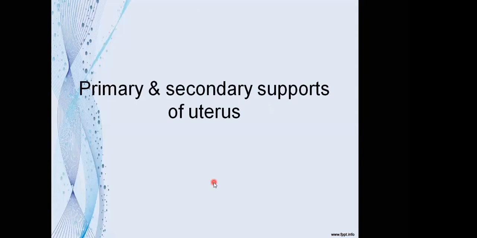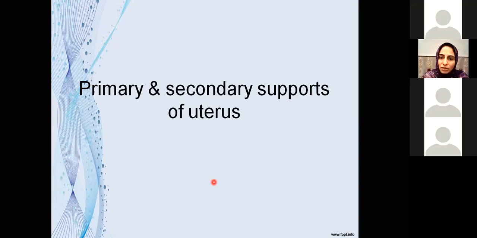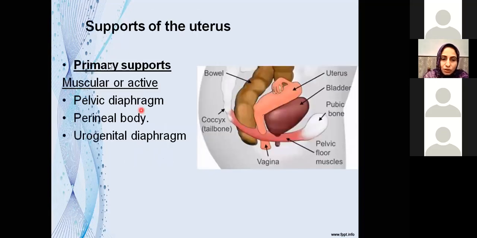Okay. So what is the cause or etiology for this prolapse? जब भी आपके पास prolapse का कोई केस आएगा, even आप OBS के questions, गायनी के questions कर रहे हैं, उसमें भी आपसे primary and secondary supports ही पूछी जाएगी. ठीक है, apart from treatment options, you will be asked about primary and secondary supports. Now, what is the primary support? It is the pelvic diaphragm.